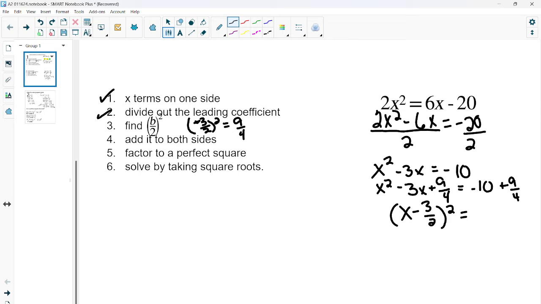The only thing I have left to do is simplify the right side, and I need a common denominator. So I have negative 40/4, if I make a common denominator here, plus 9/4, okay? And then I'll have the squared. Let me go ahead and simplify that. x minus 3/2 squared equals negative 31/4. Okay. And when I square root both sides, I'm going to do that with a red pen just so you can see.